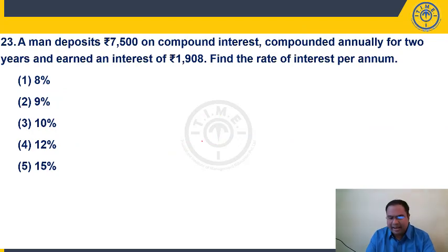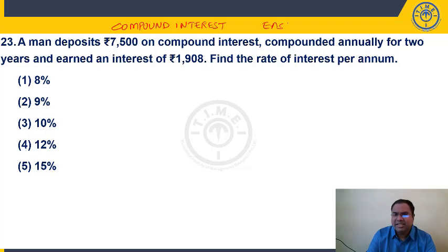Right, question number 23 is based on the compound interest concept. If you know the concept, this is an easy question. But don't get into actual calculation, it's not required. A man deposits 7,500 at compound interest, compounded annually for 2 years, and earned an interest of 1908. Find the rate of interest per annum.